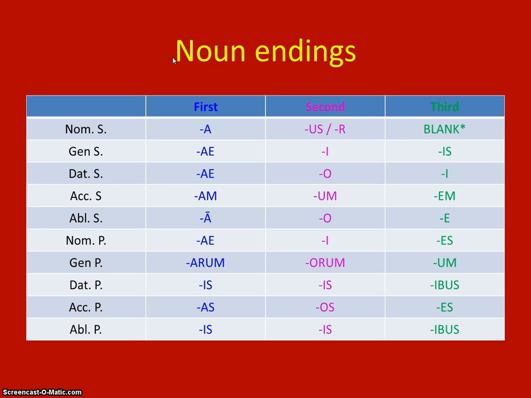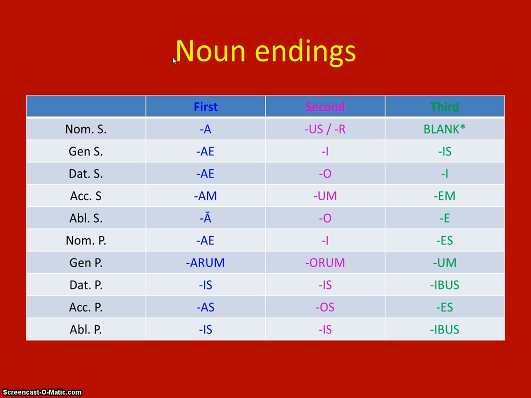Endings. You need these endings. If you don't know these off the top of your head, you need to write these down right now before you go on to the next slide. Okay? Your endings going for first declension are A, AE, AE, AM, long A, that's an important long mark, AE, ARUM, IS, AS, and IS.